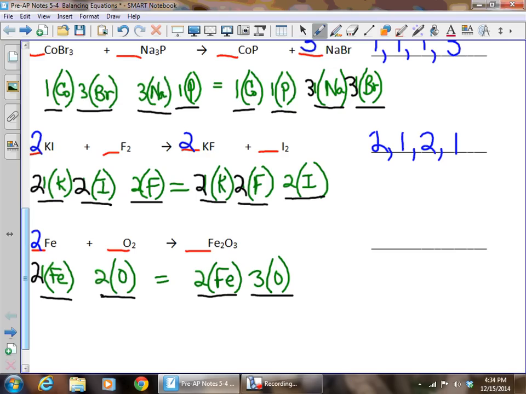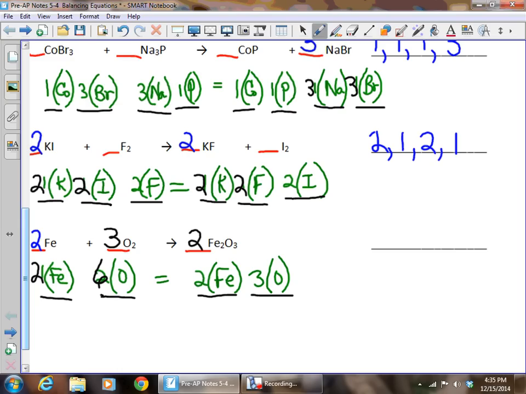Now, what can we do with a 2-3 combination? We can switch them. It looks like the smallest number that both 2 and 3 will go into evenly is a 6. And if that's true, I'm going to need to multiply the oxygen over here by 3, switch those around, and the Fe2O3 over here by 2.